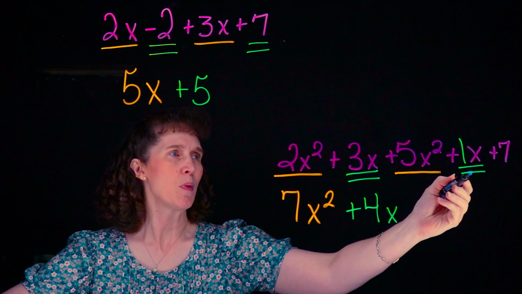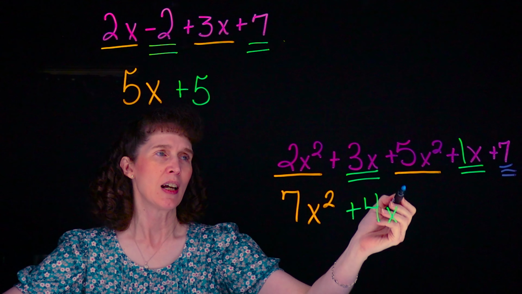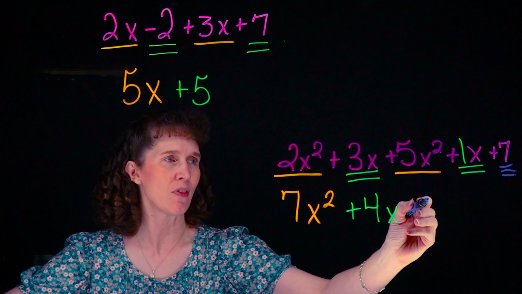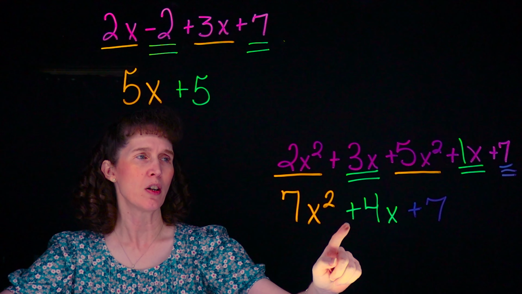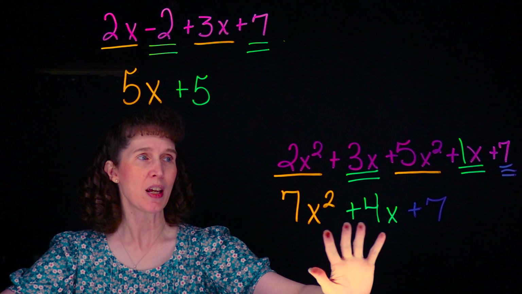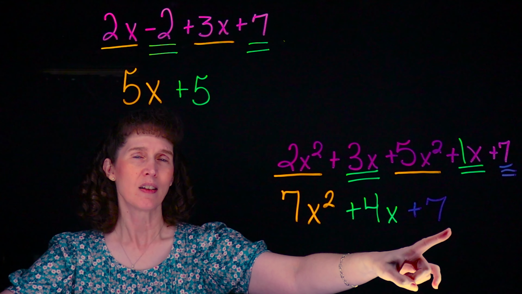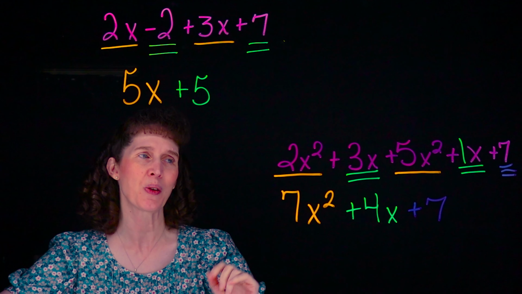And then lastly, we haven't used this yet. We have our 7 over here to the edge. He does not have anybody that he can combine with, so we just bring that 7 straight down. So now we have 7x squared plus 4x plus 7. And we make sure we can't combine anything else. This one has an exponent, this one does not. This one has nothing at all, so we cannot combine any of those, and so that is our answer.